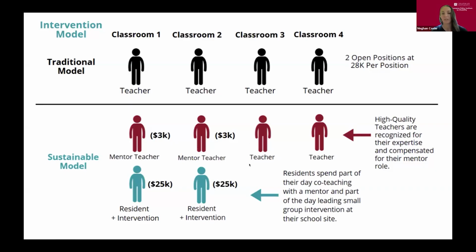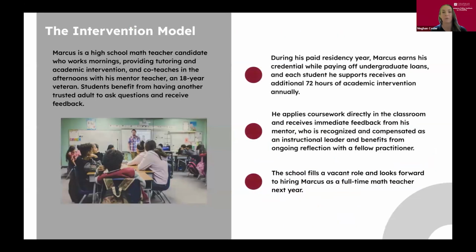What you do is you re-envision the role of the resident. So this bottom one here, where that resident is spending part of the day as a paraprofessional or an interventionist, and then part of the day as a resident. You're taking those really hard to fill paraprofessional or interventionist positions and re-envisioning those funds so that now the resident is spending part of their time doing their student teaching and co-teaching, and then part of their time providing intervention to groups of students.